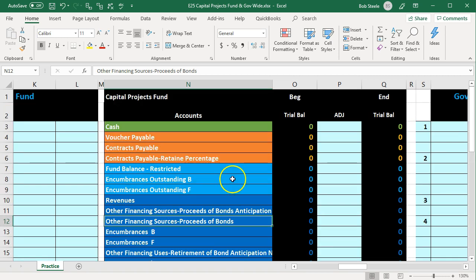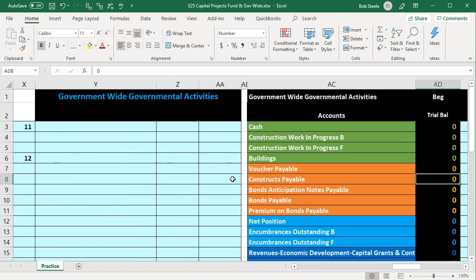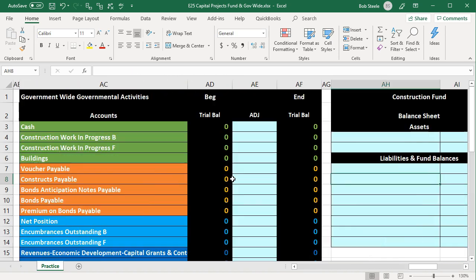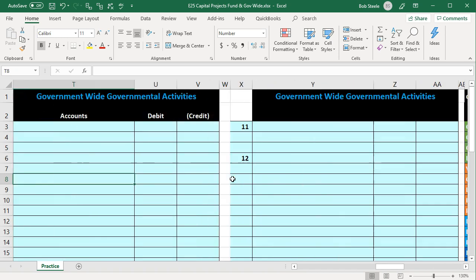We'll also record that information into the government-wide activities, journalizing the journal entries, and then posting them to our worksheets as well. Then we'll take a look at a few of the financial statements, the balance sheet, the statement of revenues, expenditures, and changes in fund balance.